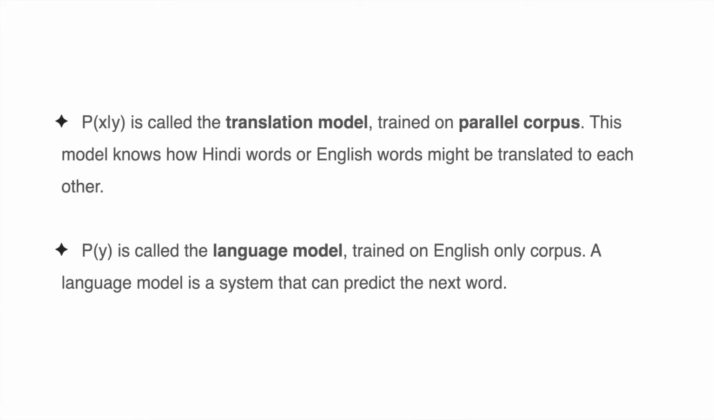The probability of X given Y is called translation model, which is trained on a parallel corpus, and this model knows how the source words or the target words might be translated to each other. And probability of Y is called language model, which is trained on the target sentence. In this case it is English. A language model is a system that can predict the next word, which we have seen earlier in the series.